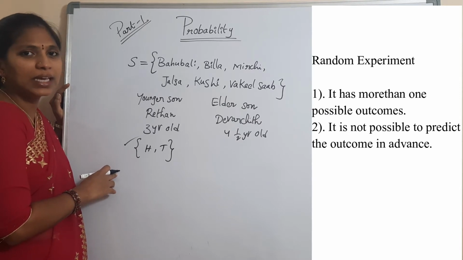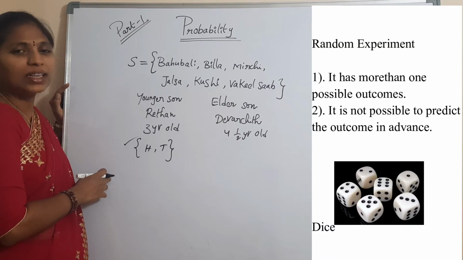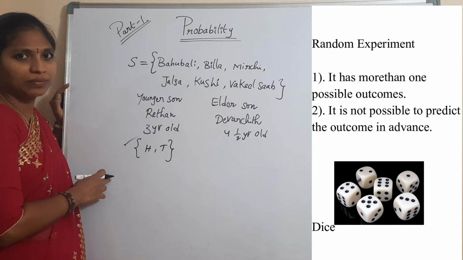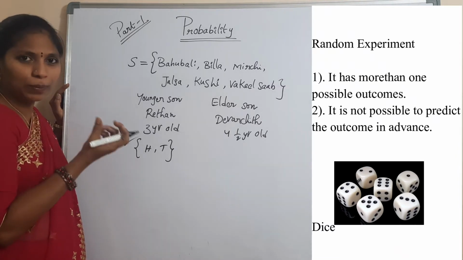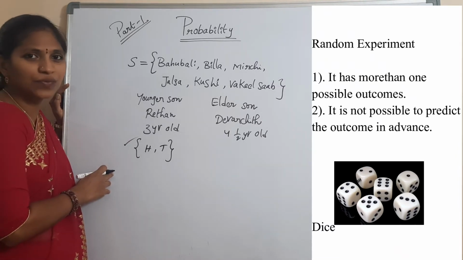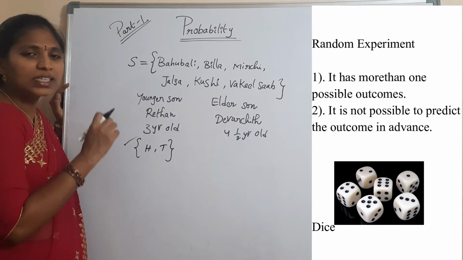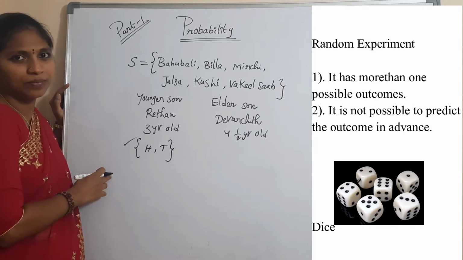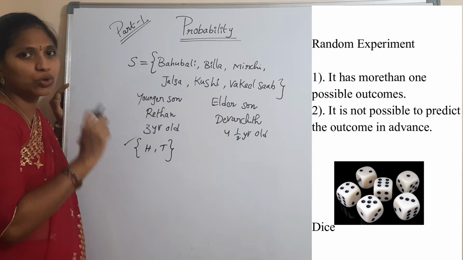Another example is throwing a die. I think all of you are familiar with a die. A die is a cubical object. It contains 6 faces. Each and every face has dots from 1 dot to 6 dots.